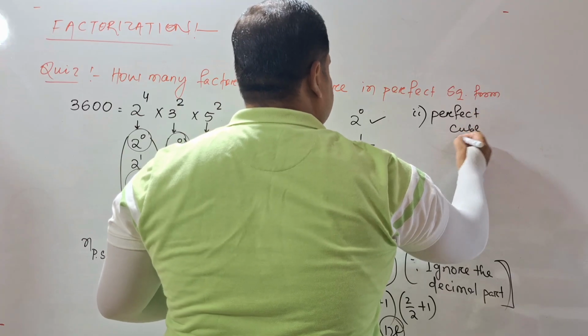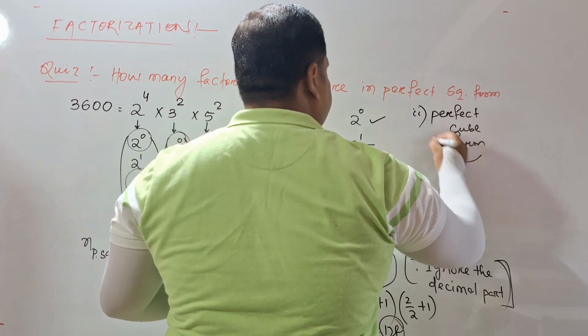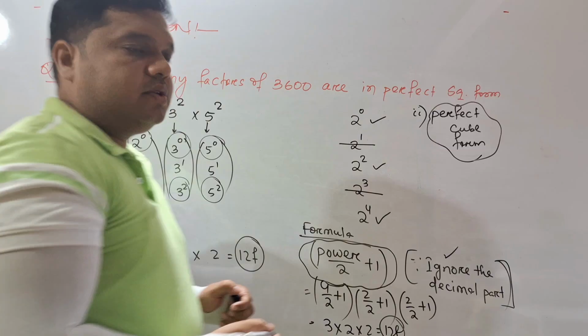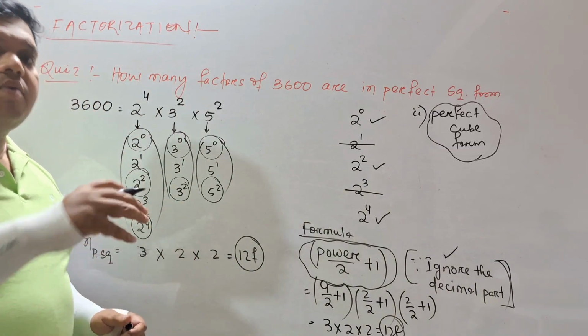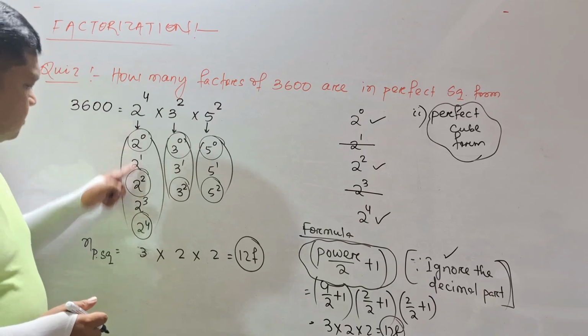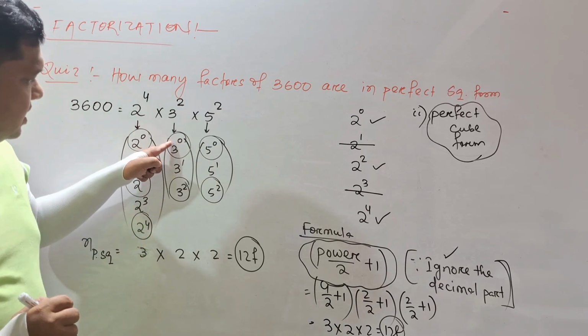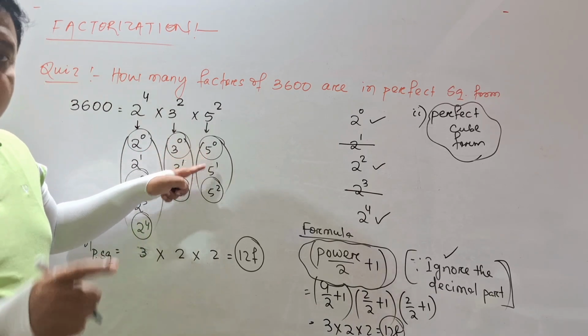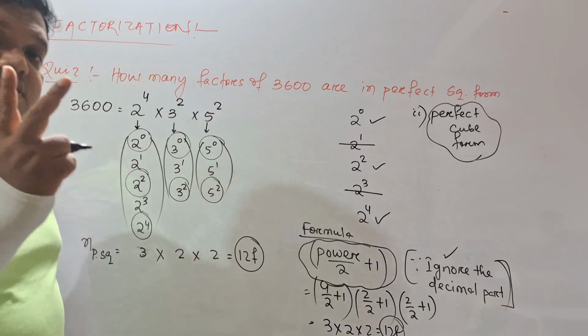Perfect cube form. What will you do? Similar structure. You consider a cube, and the power is 3. A cube form. Okay, so 1, 2. In the first bracket, you consider 2 elements, here 1 and here 1. So 2 into 1 into 1, that is, the answer is 2.